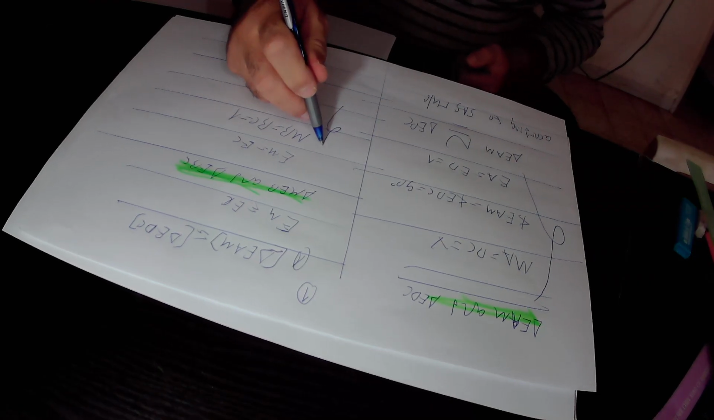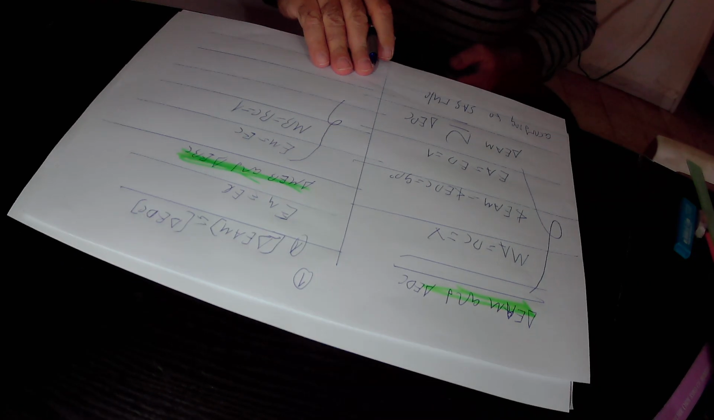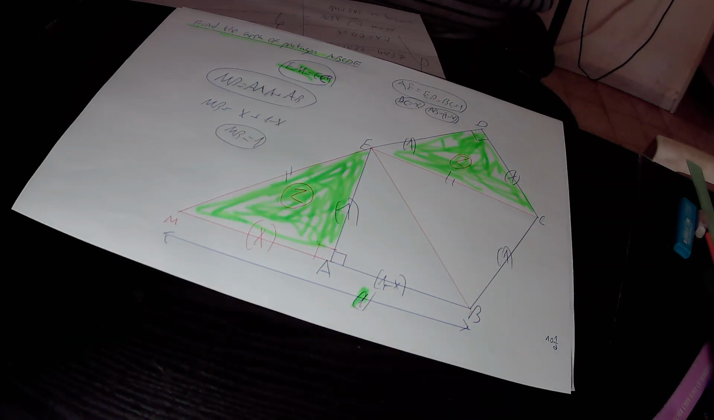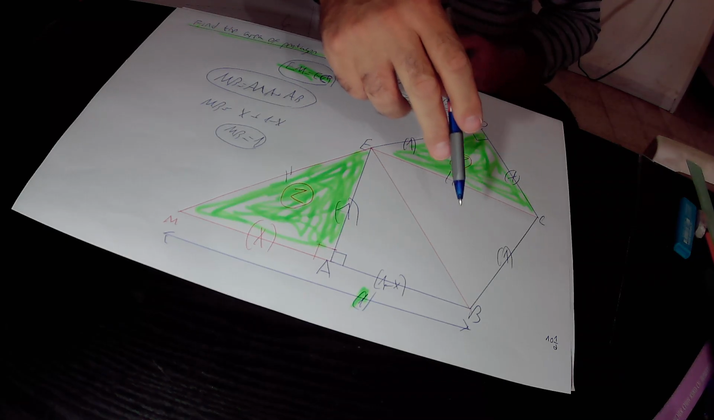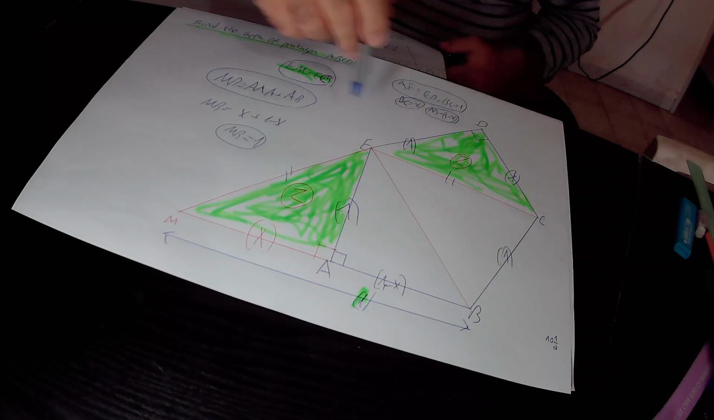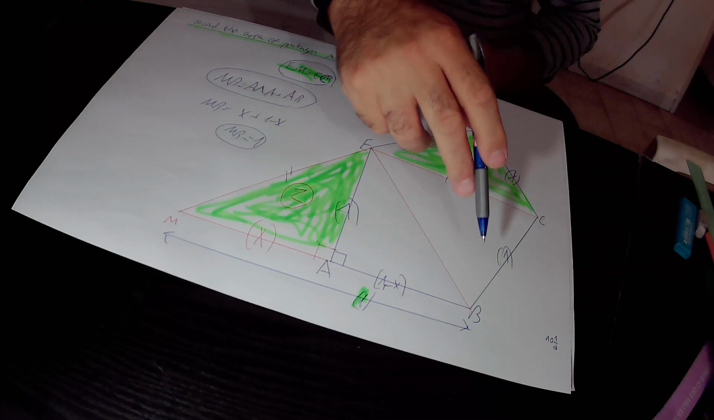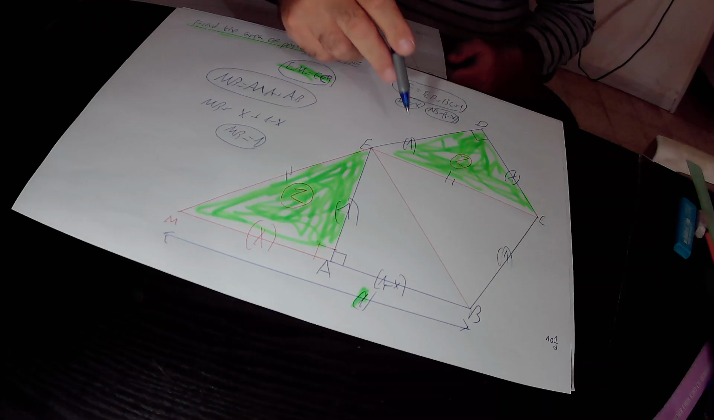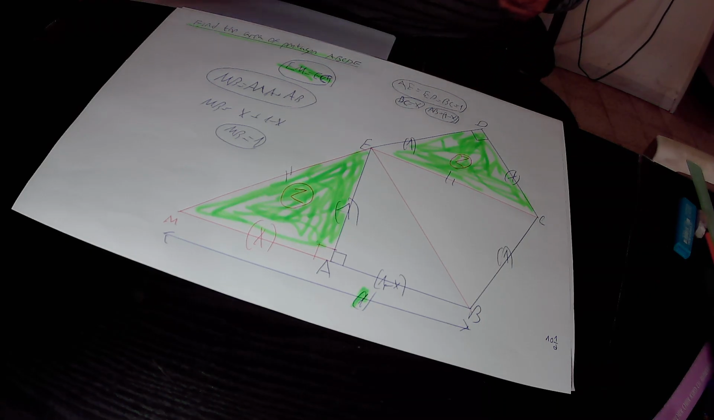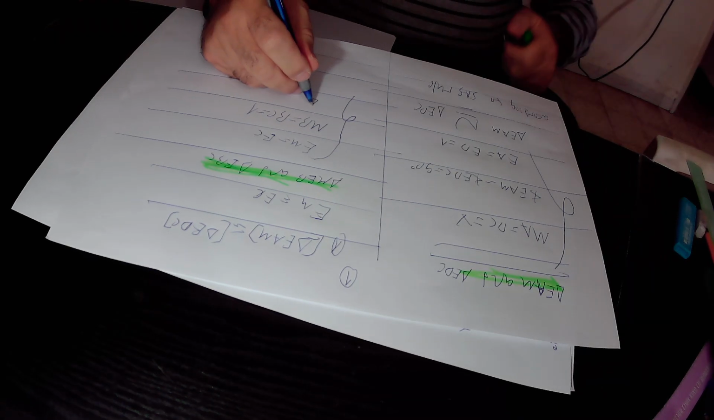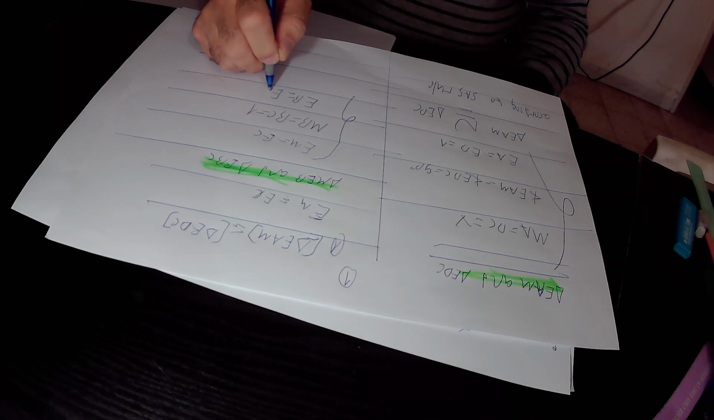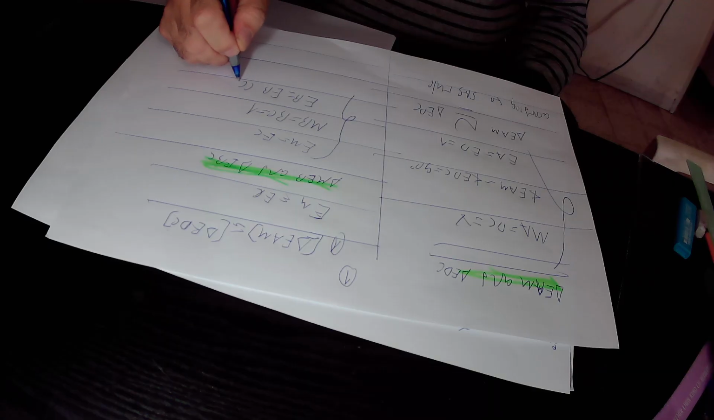And finally, side EB is a common side that belongs to both triangles. It is very easy to see from the drawing that side EB belongs to this triangle and side EB also belongs to this triangle BEC. So side EB equals itself. It's a common side that belongs to both triangles.